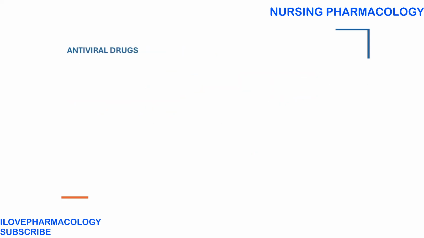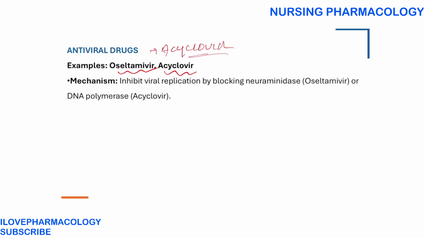So next, coming to the antiviral drugs, especially the acyclovir, ganciclovir, etc. So we have oseltamivir and acyclovir. So these basically inhibit the viral replication. Oseltamivir will prevent the viral replication by blocking the neuraminidase enzyme, and acyclovir will inhibit the DNA polymerase activity.